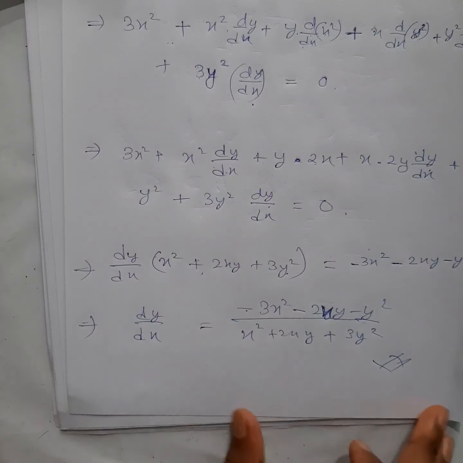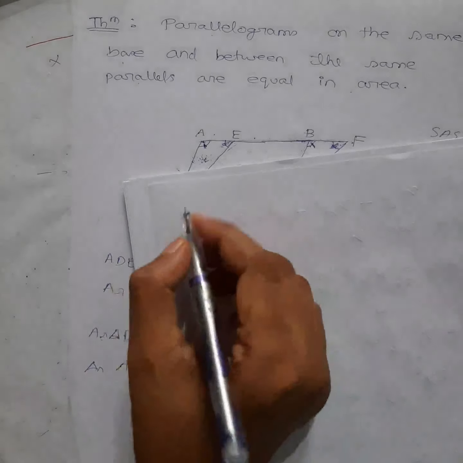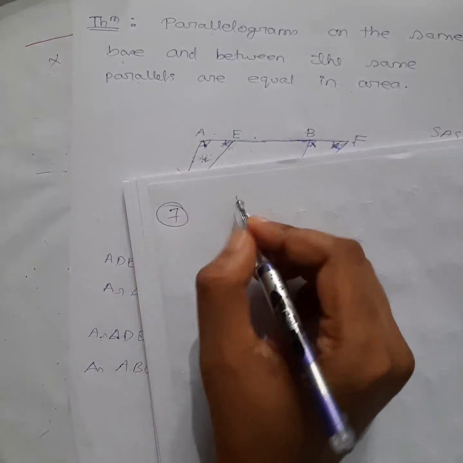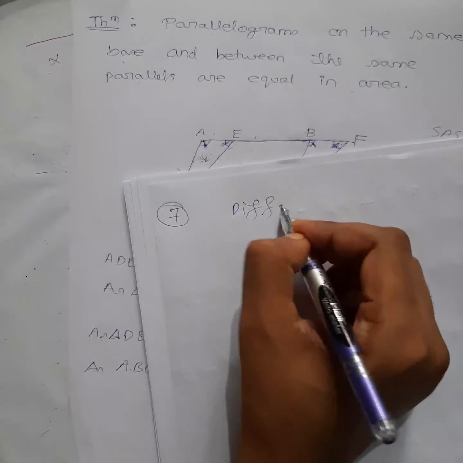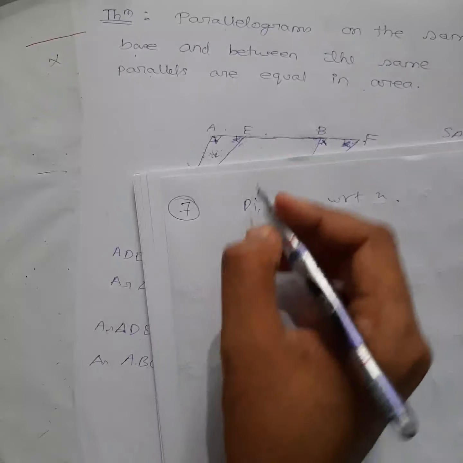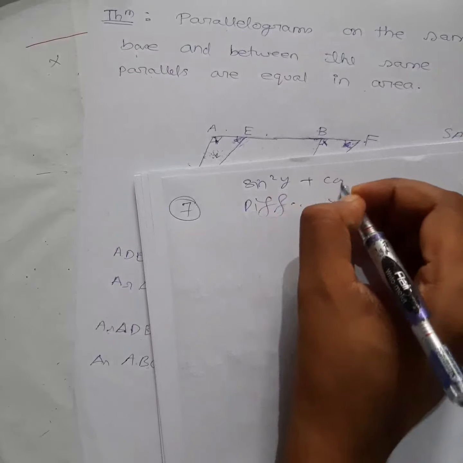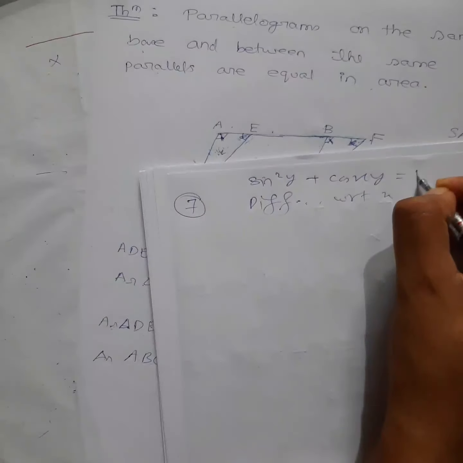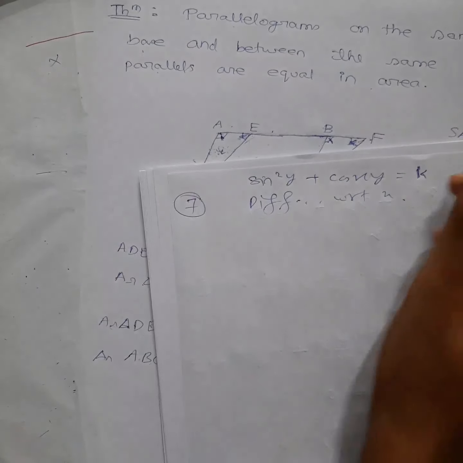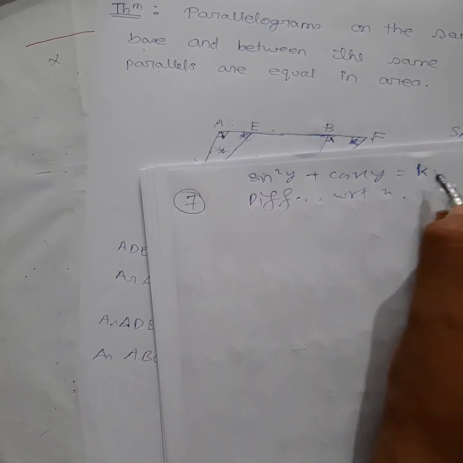Okay, so next is where the sine function and cos function are there, right, in the equation. So it's similar only. Number 7. The differentiating question I'm not writing here, differentiating with respect to x, so directly I will do. Okay, let me write sine square y plus cos xy is equal to k. That is, k is your constant here. Okay, or is it kappa? Let me write k only, constant.